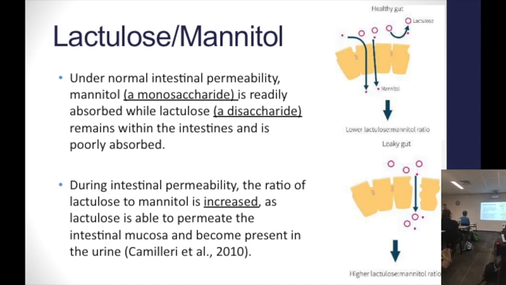Now, during intestinal permeability, the ratio of lactulose to mannitol is increased. That is, lactulose is actually able to permeate through the mucosa of the intestinal wall and enter the urine. And so that's the foundation and the basis of how this urinary test is used to identify intestinal permeability.